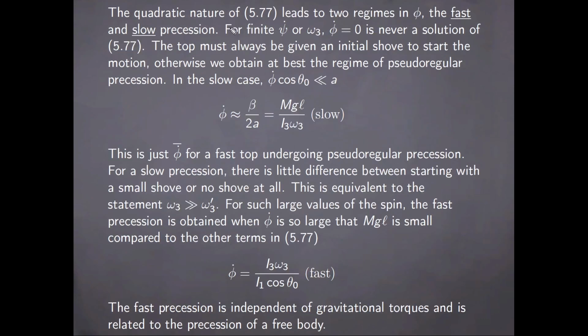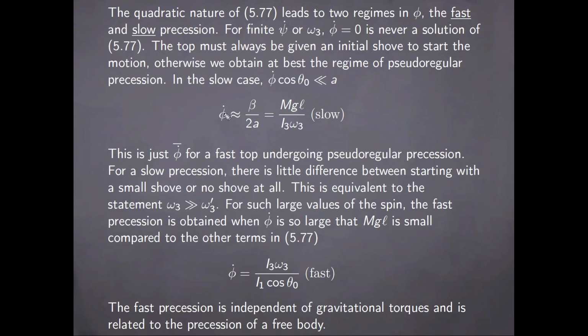The quadratic nature of equation 577 leads to two regimes in phi, which are known as the fast and slow precession. For finite values of the derivative of psi with respect to time, or alternatively of omega 3, the vanishing derivative of phi with respect to time is never a solution of equation 577. So the top must always be given an initial shove to start the motion, otherwise at best we obtain the regime of pseudoregular precession.